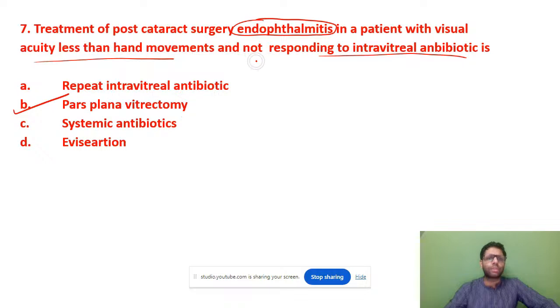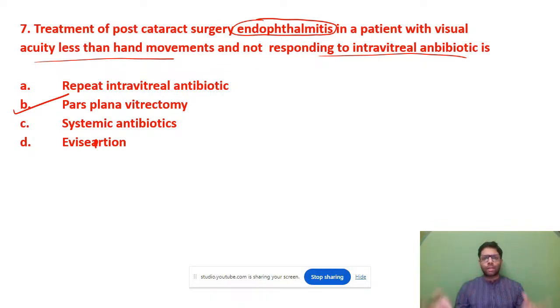Here I have already given both things. It is not responding to intravitreal antibiotic. The next option is pars plana vitrectomy. Now, those people who have marked evisceration, thinking that it has gone into panophthalmitis: there is nothing written over here. There is panophthalmitis.